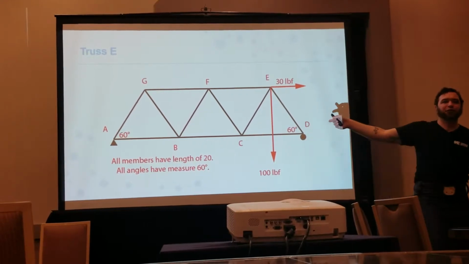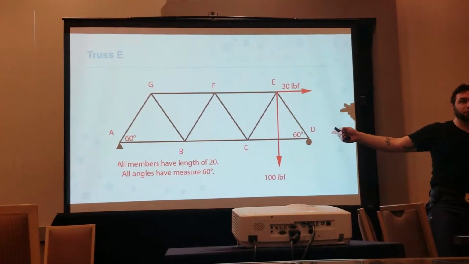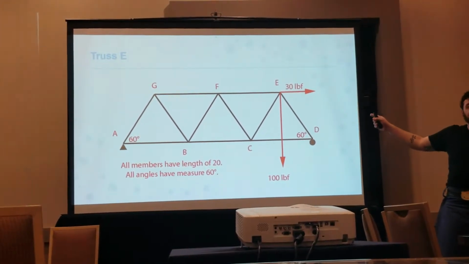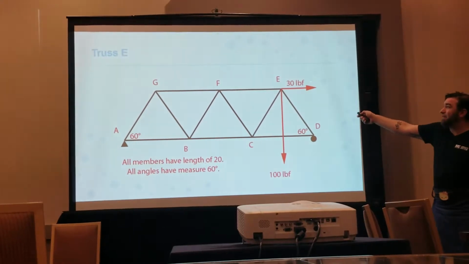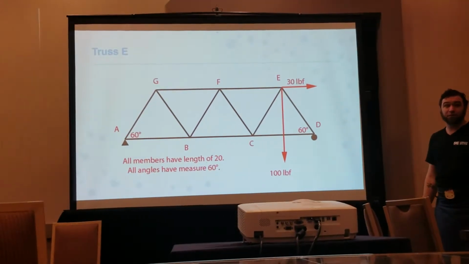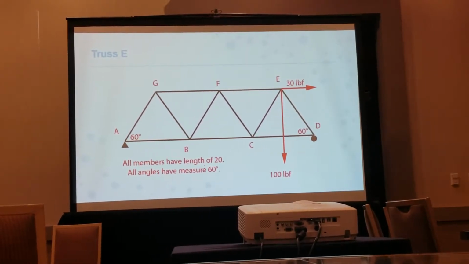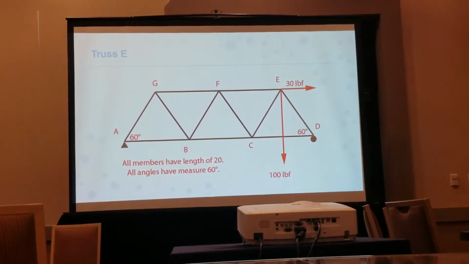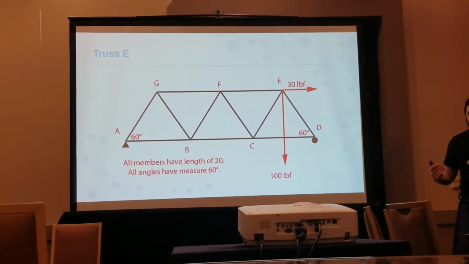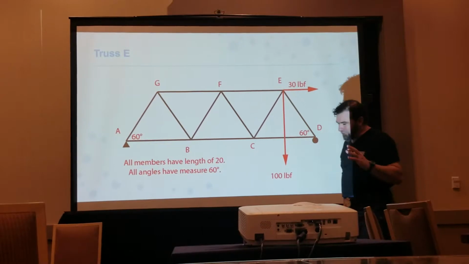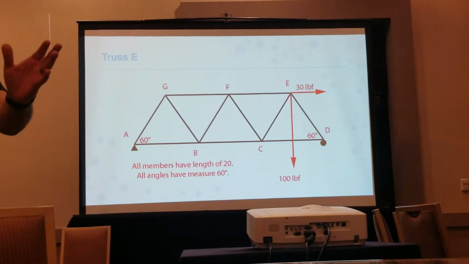Is that clockwise or counterclockwise? From A to E. Well, it's clockwise. And as a result of it being clockwise, is this negative or is this positive? In moment. Negative. It's negative moment. So, yeah, it's tricky because it looks like it's positive. It's positive in x, negative in moment. So that is a little bit weird, but it is what it is. Forever and ever, amen.